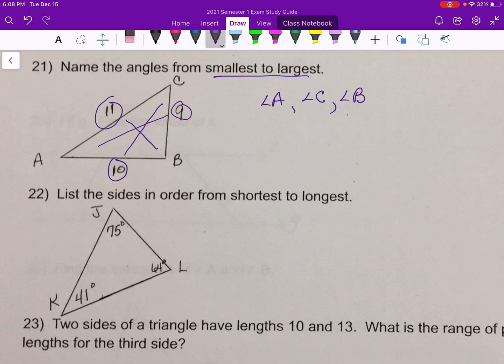Similarly, short to long, pick out the small angle. Across from it is JL. The medium-sized angle, across from it is KJ. And the large angle, across from it is KL.